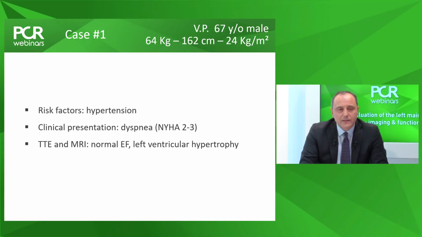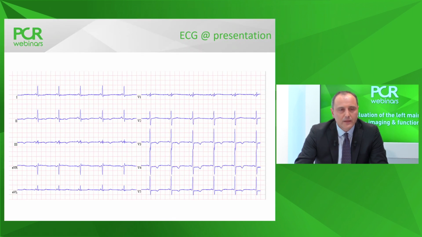But let me provide you and the colleagues who are asking about the clinical presentation more information about these patients. Starting from case 1, it is a 67-year-old male patient, hypertensive, who presents with dyspnea, so it's a stable presentation. At the echo and MRI, this patient presents normal ejection fraction and left ventricular hypertrophy. This is the ECG at the presentation that shows clear T-wave abnormalities in anterolateral leads.